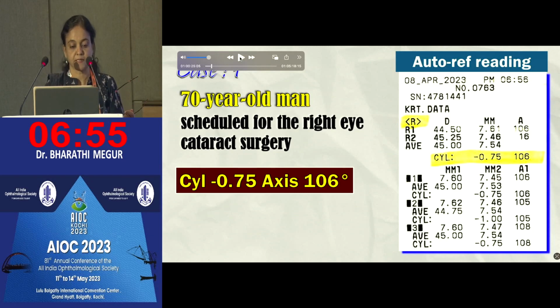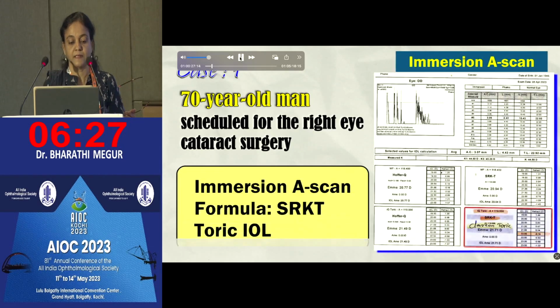Coming to the first case, he is a 70-year-old man scheduled for right eye cataract surgery. He has, against the rule, astigmatism. In this patient, we were able to do only two basic tests. The biometric values obtained were auto-K readings, which were repeatedly consistent, suggesting a cylinder of 0.75, axis of 106. We did not have optical biometry.